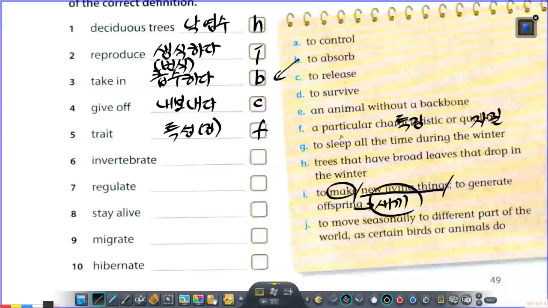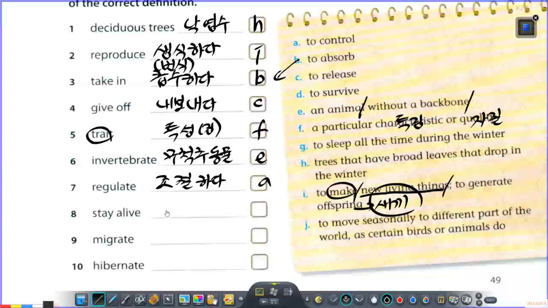Okay? Quality. Trait. Invertebrate. Yes, right. 무척추 동물. And it's got to be E. An animal without a backbone. That's invertebrate. And regulate, 조절하다. To control. To control. Nice. Stay alive. 살아남다 or 생존하다. It's got to be survive. Yes, it's D.